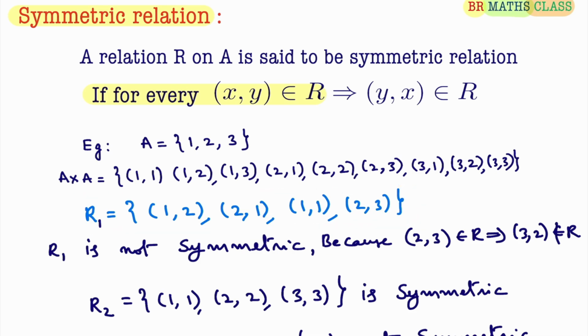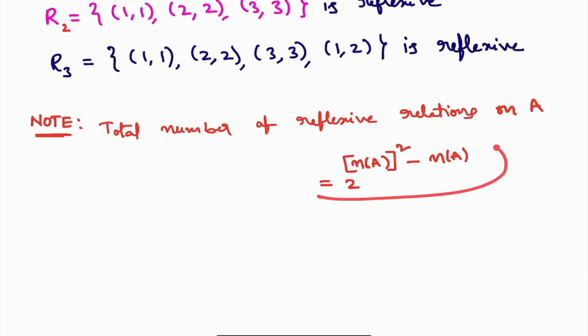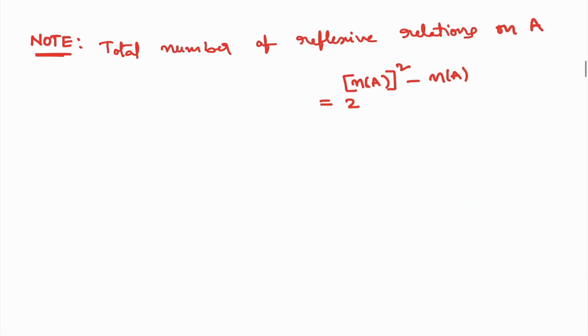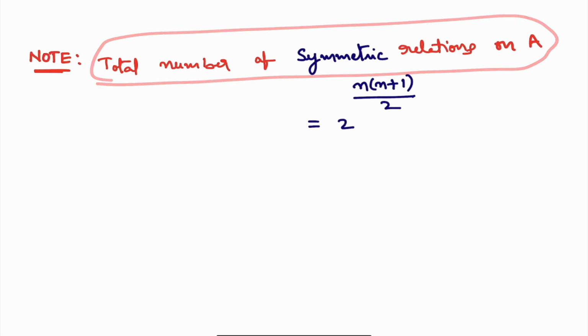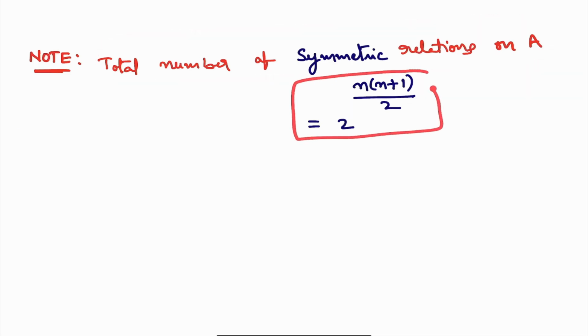As we have a formula for the number of reflexive relations, we have a formula for the number of symmetric relations also. The total number of symmetric relations formula is 2 power n into n plus 1 divided by 2. In some other class, I'll discuss why the number of symmetric relations is 2 power n into n plus 1 by 2.